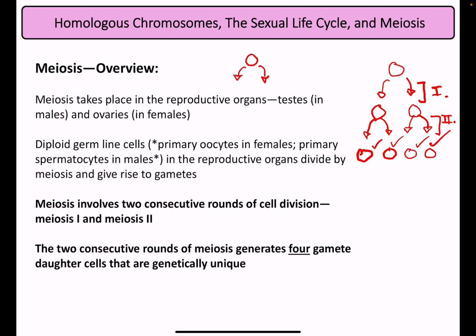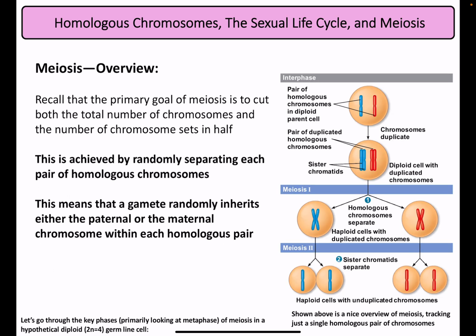We're pretty much only going to talk about Meiosis 1, because everything that we're looking to achieve in meiosis, cutting the chromosome numbers in half, the sets in half, is going to be achieved during Meiosis 1. And again, the outcome is going to be 4 genetically unique daughter cells. Now, this is a great picture right here because it summarizes most of what you need to know about meiosis.